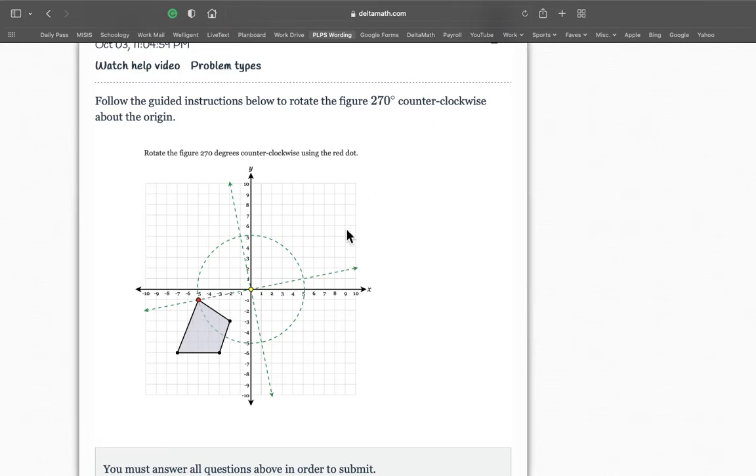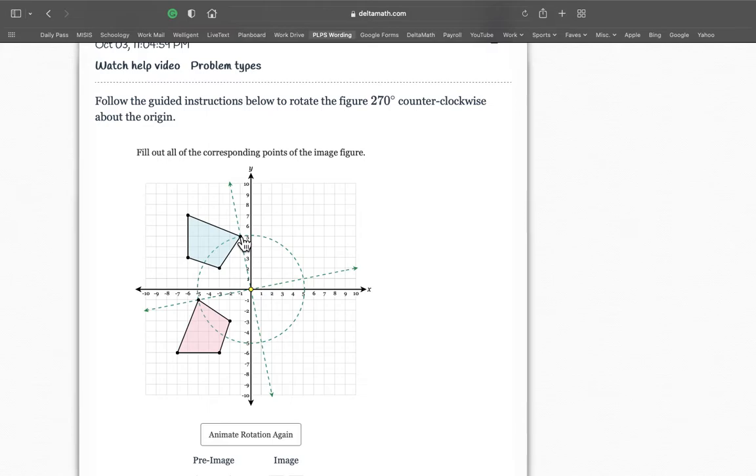That means we're going to make 3 turns. So it's 1. Actually, that's clockwise. So we got to go backwards, right? 1, 2, 3. That's why we created these perpendicular lines, to show us how many turns. So we go 1, 2, 3. Right? There you go. Look at that. And I can rotate and animate again.